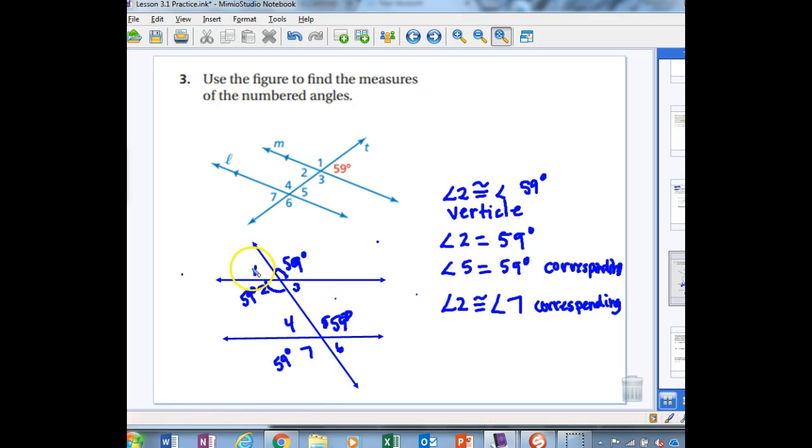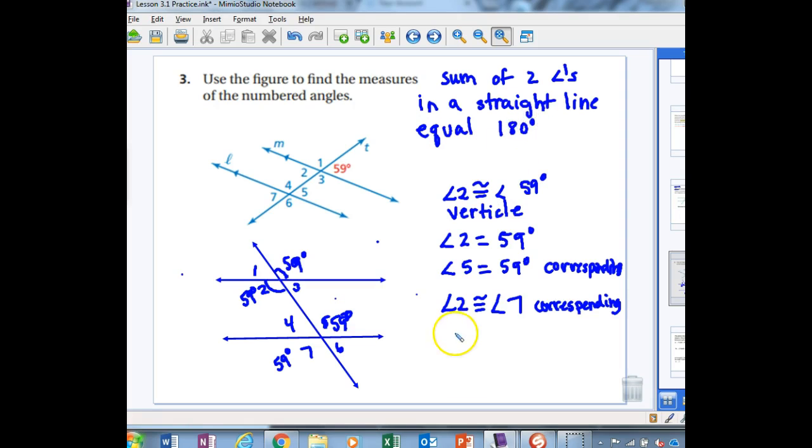Okay, so we just decided, right, that the sum of two angles in a straight line equal what? What do they equal, Saul? You gave me the answer. 180 degrees. So if I know this angle is 59 degrees, can I figure out how much angle 1 is going to measure? By doing what?